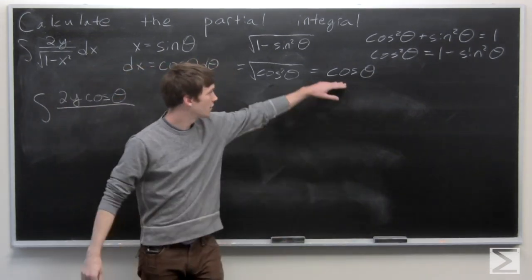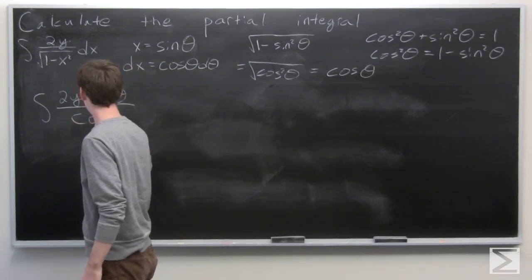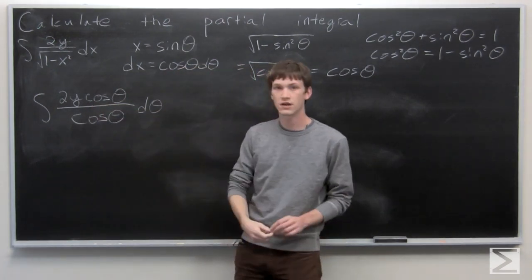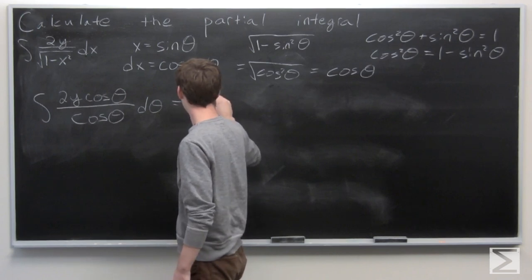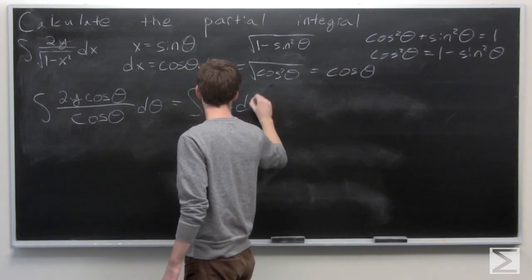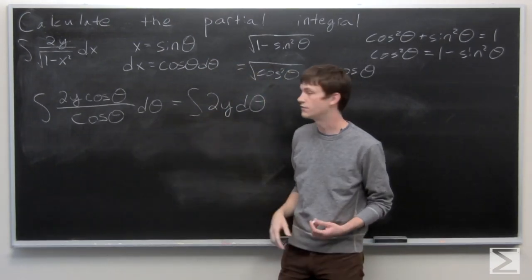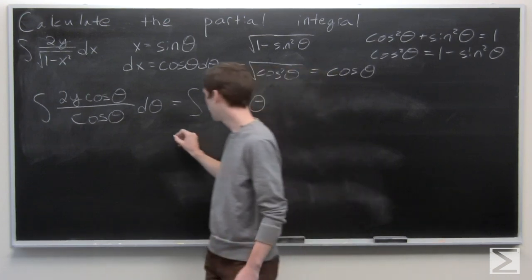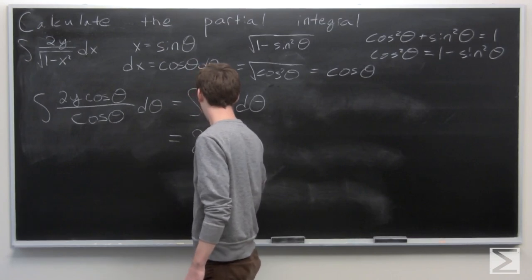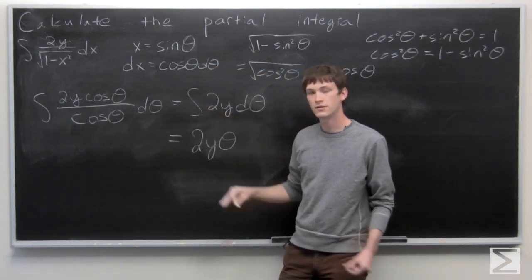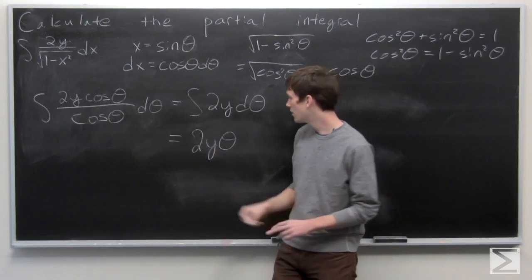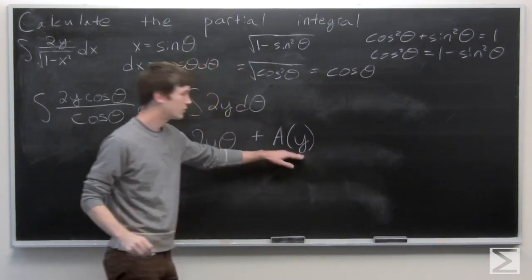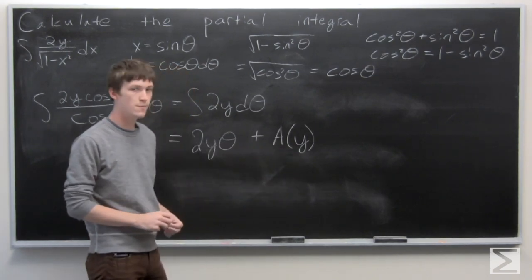Our denominator, as stated earlier, is cosine theta. So we see that we have cosine theta over cosine theta, and our integral simplifies to the integral of 2y d theta. We can integrate 2y with respect to theta. 2y is held constant, so we get 2y times theta plus some arbitrary function a of y in terms of y.